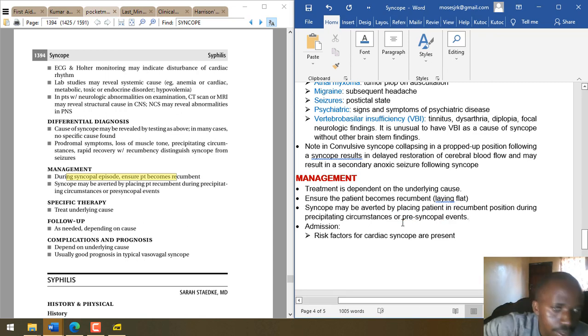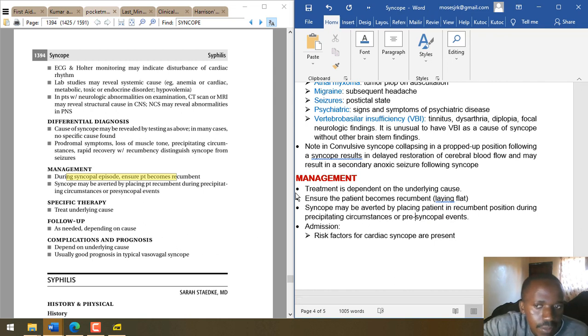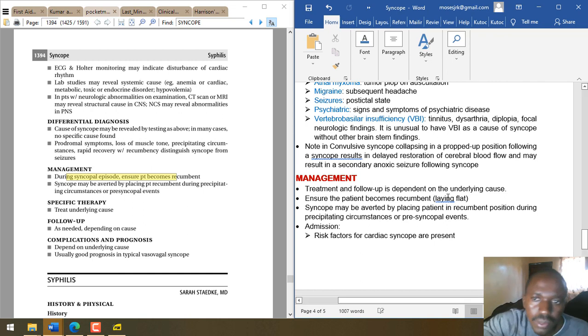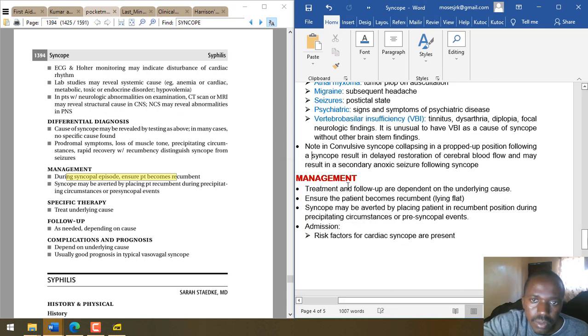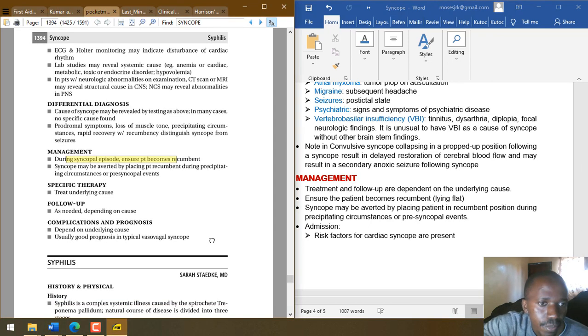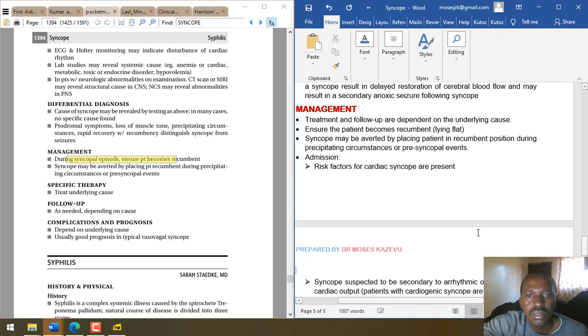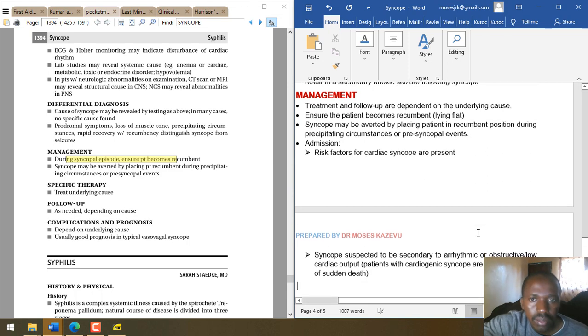So follow up as needed, depends on the cause. So here we can say treatment and follow up is dependent on the underlying cause. Okay, let's look at the results. Okay, so what else? Complications. Complications depend. So we can add complications and prognosis as the last thing here. Remember, we're not yet done. There is still investigations that we are left with to actually have a look at.